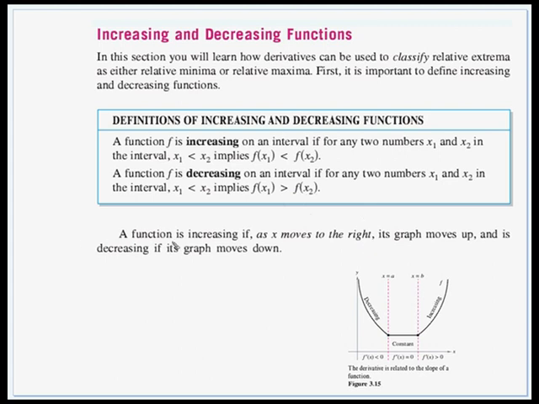So more simply put, a function is increasing if as x moves to the right, as we're going to the right across the x-axis, the graph moves up. And it's decreasing if the graph goes down.